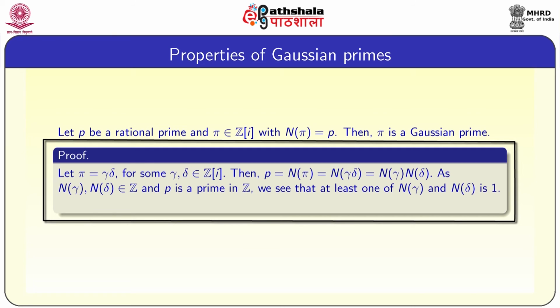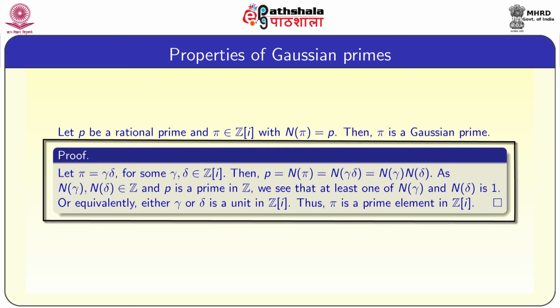Let us assume that pi equals gamma into delta for some gamma, delta belonging to Z[i]. Then p equals norm of pi, which equals norm of gamma into delta, which equals norm of gamma into norm of delta. As norm of gamma and norm of delta belong to Z and p is a prime in Z, at least one of norm of gamma or norm of delta is 1, or equivalently gamma or delta is a unit in Z[i]. That means if you write the prime pi as gamma into delta, then one of them is a unit. So that is saying that pi is a prime element in Z[i].